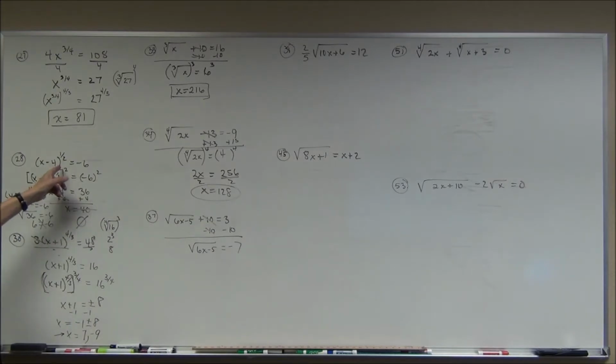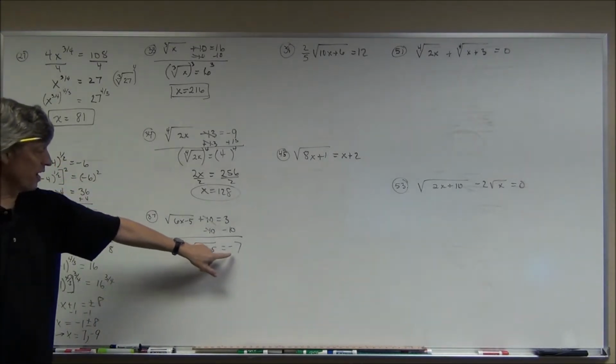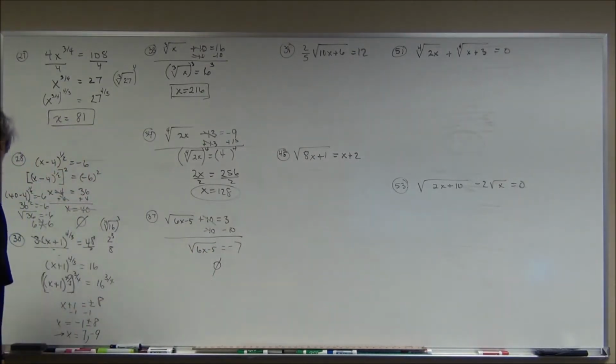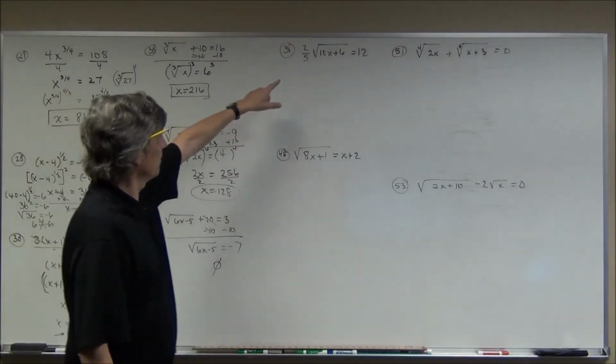I showed you this once before. Remember, that means a square root. I have a square root of 6x minus 5 equaling a negative number. That's imaginary. No solution. Empty set. All right, we'll jump up to here.